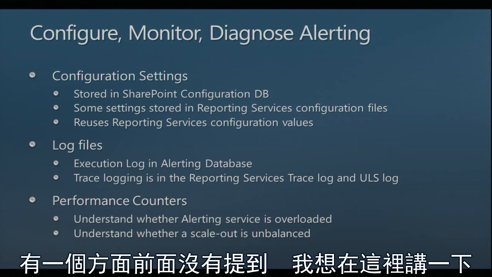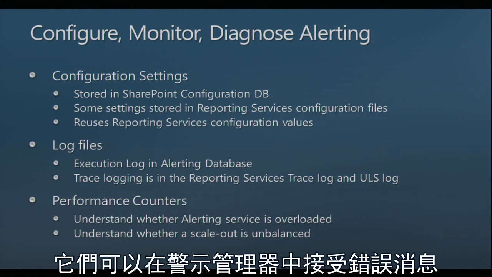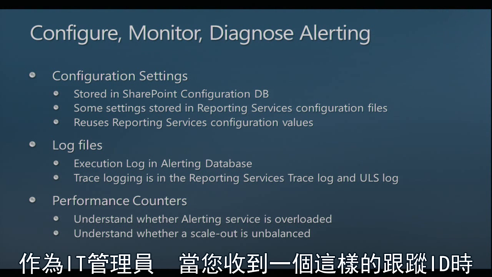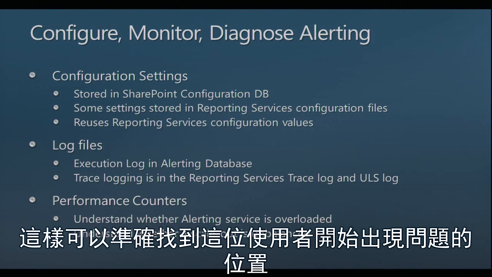One aspect I did not mention, and at this point I need to call it out, is when a user receives an error message in the UI. They can receive an error message when they go to Alert Manager, and they'll see in there an actual little tracking ID as part of the error message. As an IT admin, when you get one of those tracking IDs, you can search for that as part of the ULS logs or as part of the reporting services logs, and that'll take you exactly to the place where the user was starting to run into trouble.